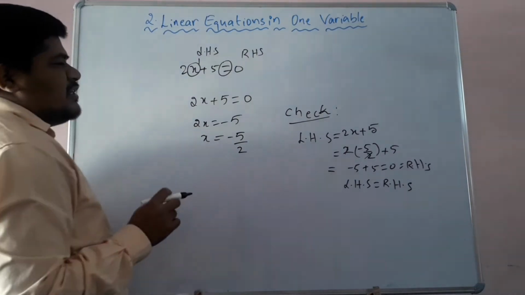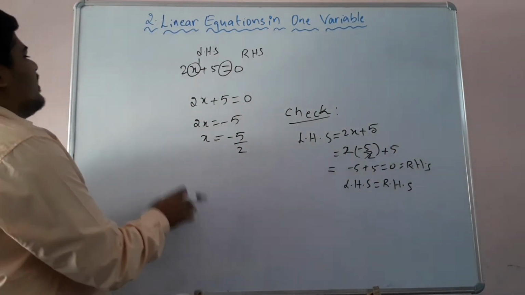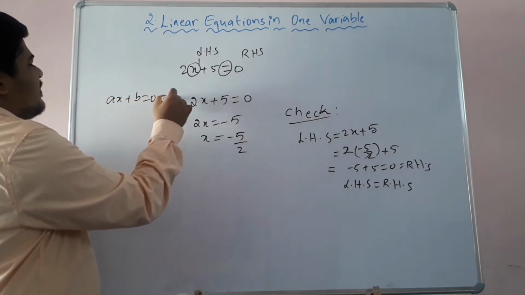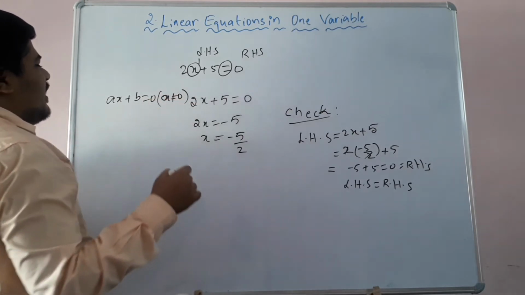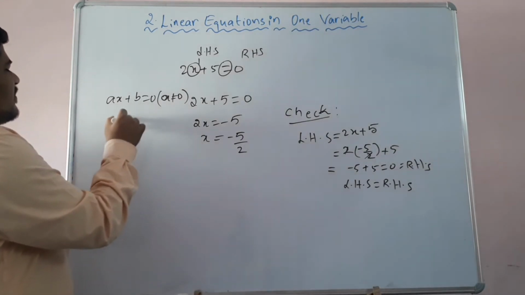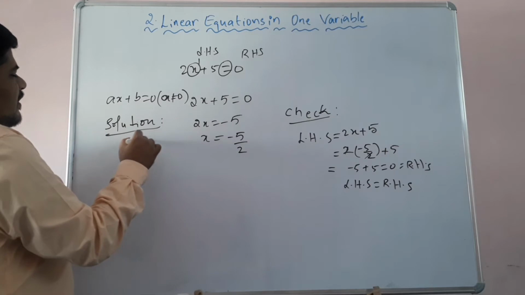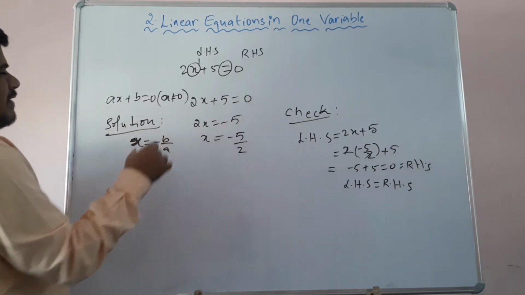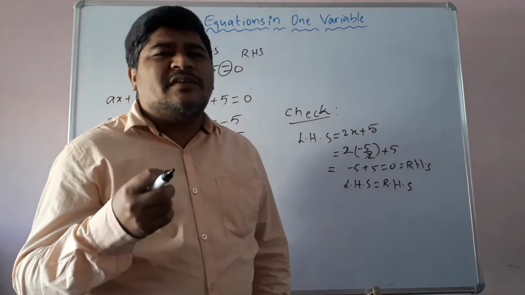And children, the standard form of the linear equation in one variable is ax plus b is equal to 0, where a is not equal to 0. The solution to this standard form is x is equal to minus b by a. Now children, based on this we solve problems in the first exercise.